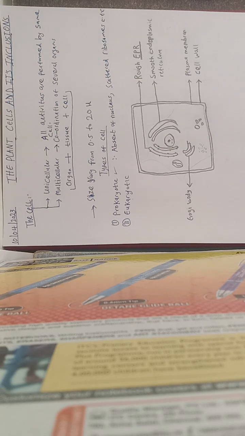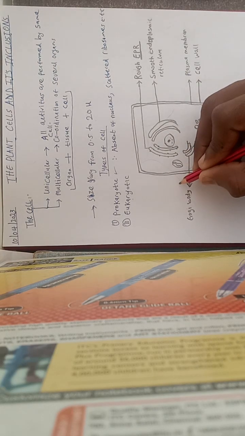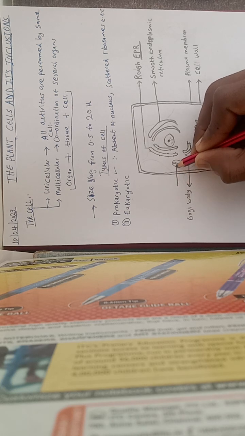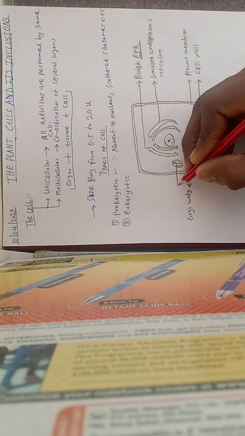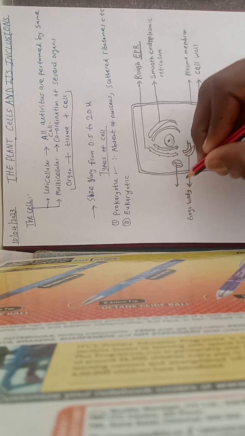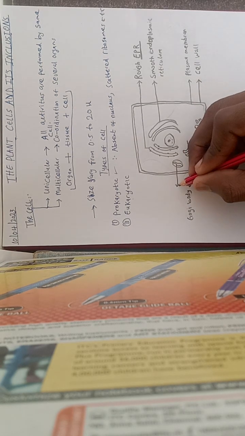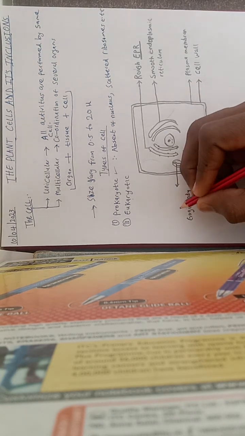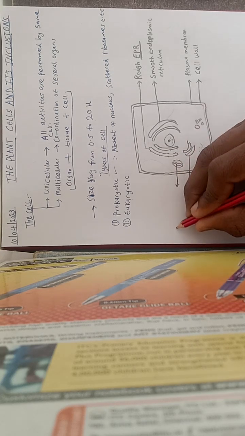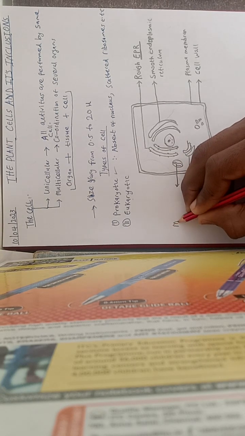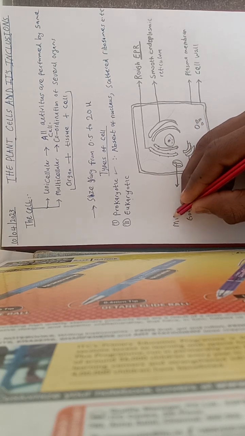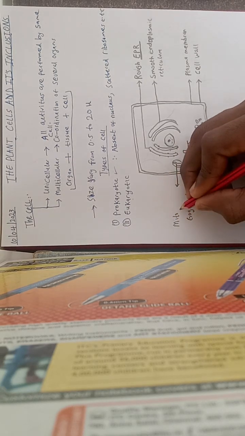Very, very good. So mitochondria is known as the powerhouse of the cell because it manufactures ATP and stores ATP in order to sustain the cell for its daily activities. So mitochondria.